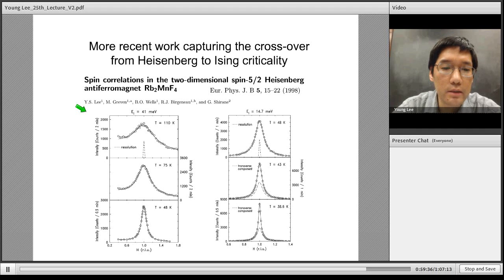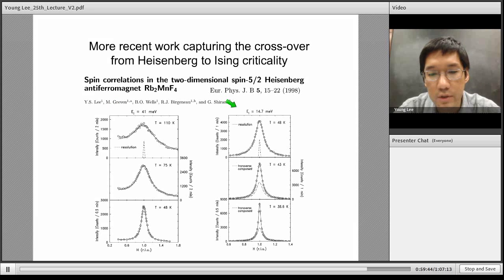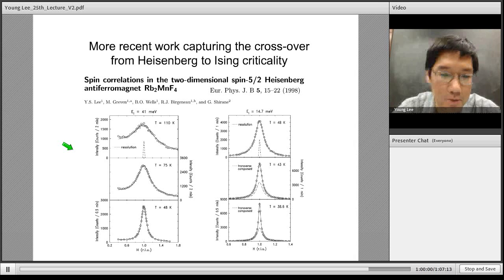And here's some representative data. We have measured with two different incident energies of 41 millielectronvolts and 14 millielectronvolts. Let's see, the TN for this material is, I forget, roughly 40 Kelvin. Memory down back to 1998 isn't so great. All right, but here's a wide temperature range above TN.